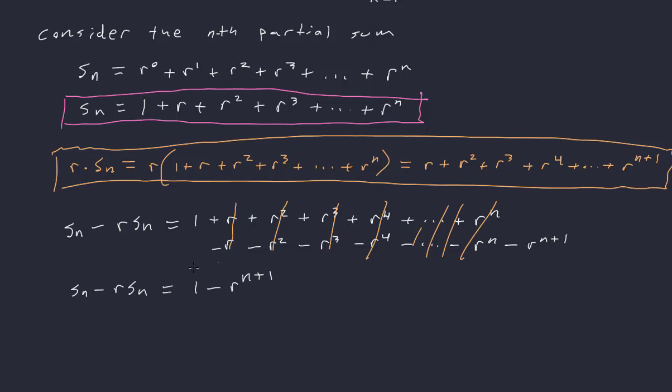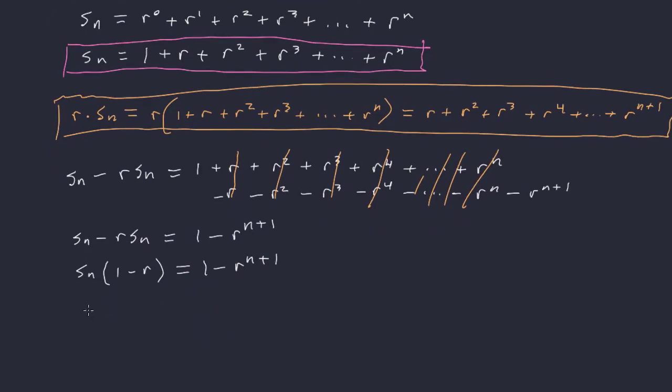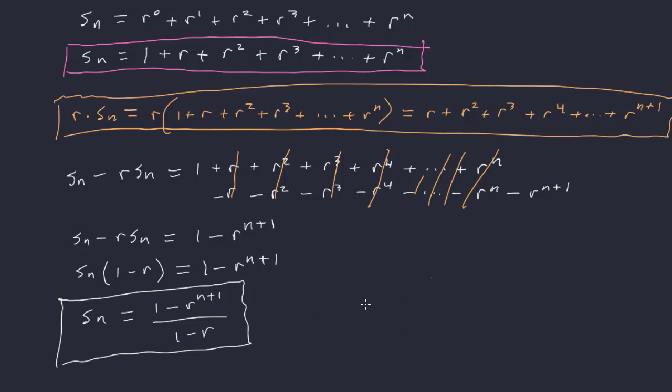All right, now the next thing we're going to do here is, on this side of the equation, the terms both share an Sn, so I'm going to factor that out to get Sn times (1 minus r) is equal to 1 minus r to the n plus 1. And now I'm going to divide both sides by this 1 minus r. Okay, so we end up with Sn is equal to 1 minus r to the n plus 1 all over 1 minus r. And here is the formula I'm going to use.